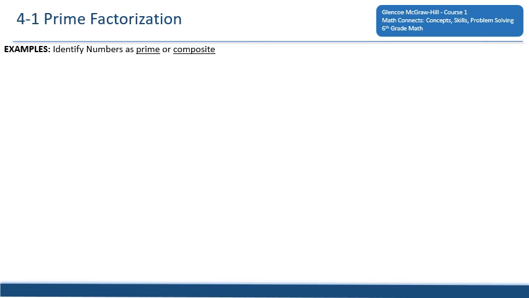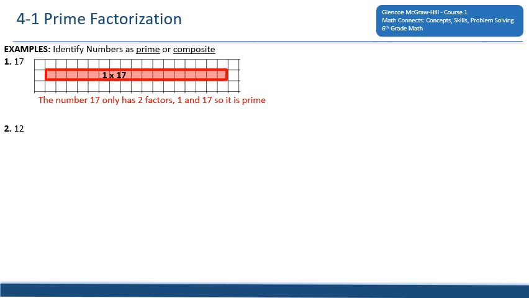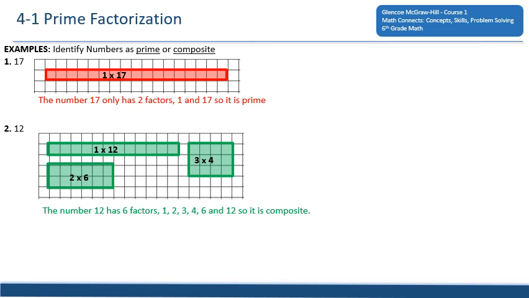Identify numbers as prime or composite. 17, we have one option, right? 1 times 17. The number 17 only has 2 factors, 1 and 17, or 1 and itself, so it is prime. 12, well, we can do 1 times 12, 3 times 4, or 2 times 6. The number 12 has 6 factors: 1, 2, 3, 4, 6, and 12. So it is composite.